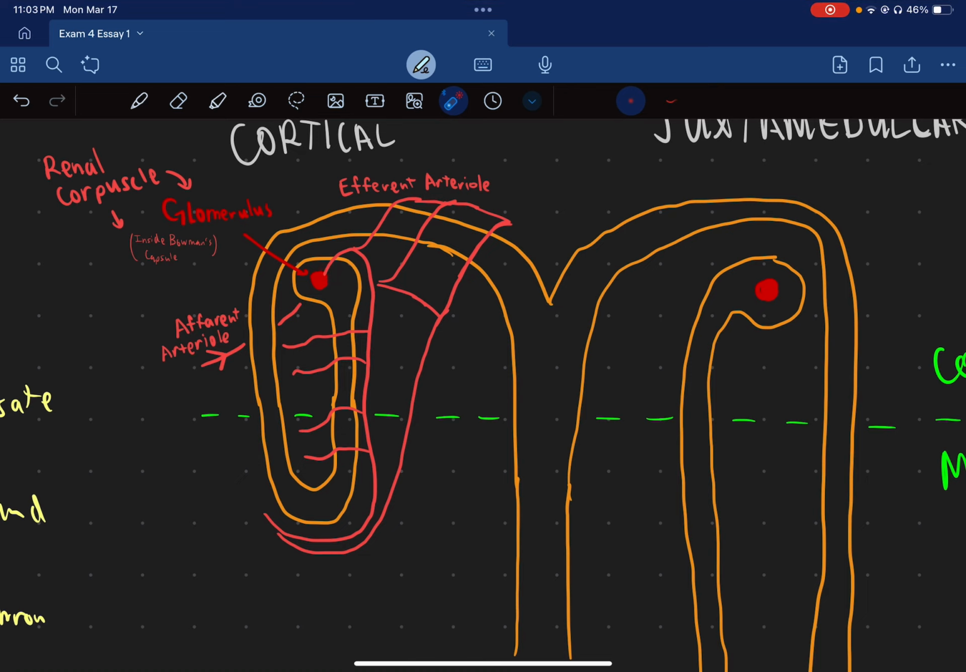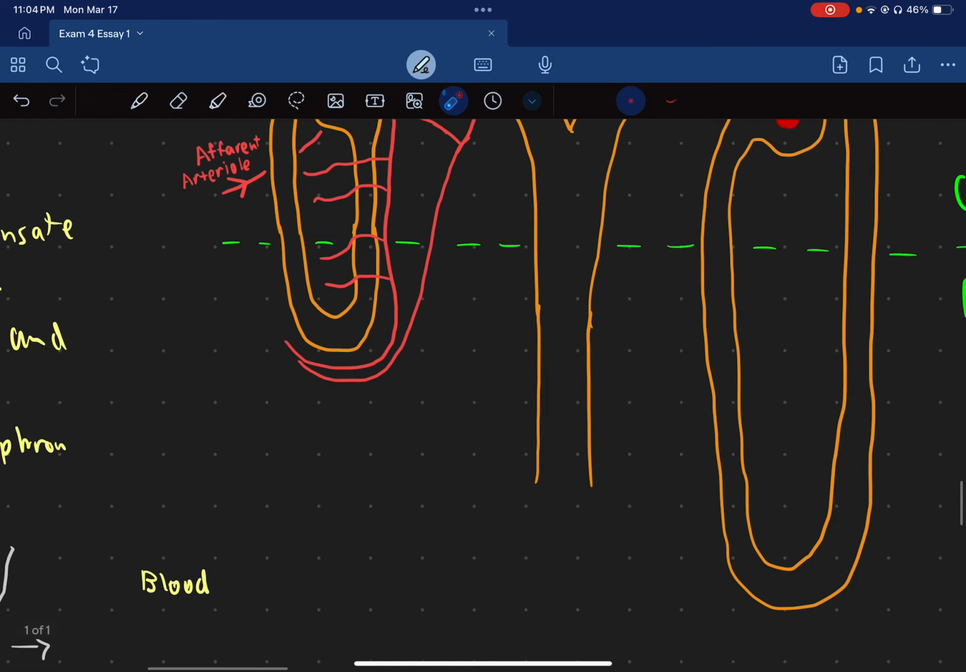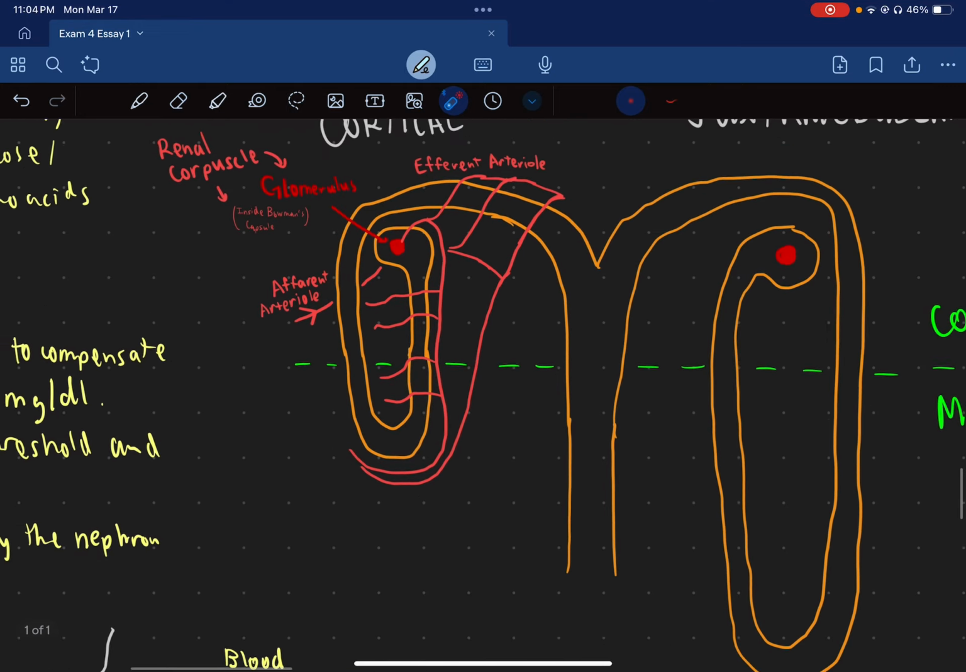This is where blood is going to be filtered through some of the capillaries that they have in here, and it's going to enter into this tube where parts of the plasma will either be reabsorbed or left in the tube. They'll follow this path and eventually leave the collecting duct as parts of the urine.